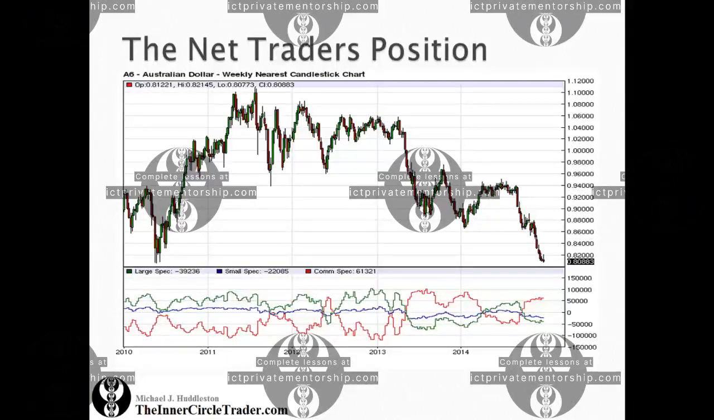Now, the fact that they swing from net short to net long here doesn't really suggest that there's going to be a bottom in the market yet. What we want to see is a diametrically opposed position between the commercials and the green line, which is the large hedge funds, if you will. They are by definition the trend followers.